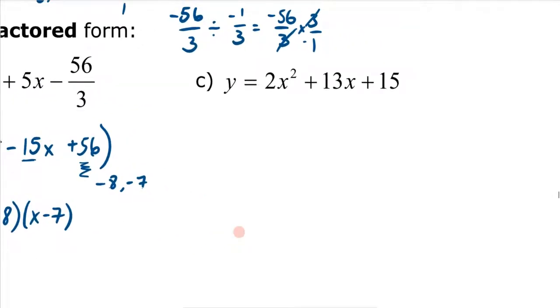Last one here, 2x squared, 13x, and 15. Can I divide out 2? No, this makes it difficult. 13 divided by 2 is not a nice number. It's going to give you a decimal, and we don't want that, so we can't factor it any further. And if you tried using the product sum method on this, you'd have difficulties.